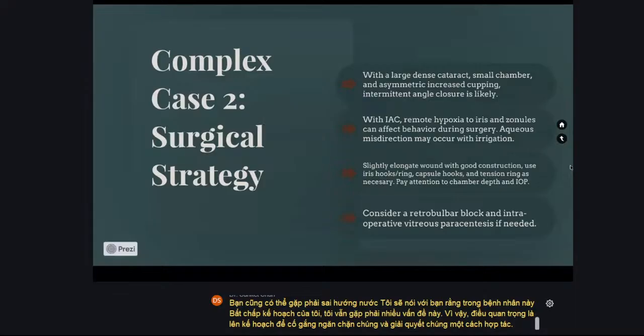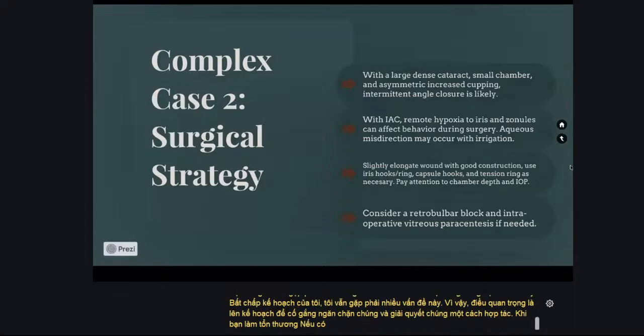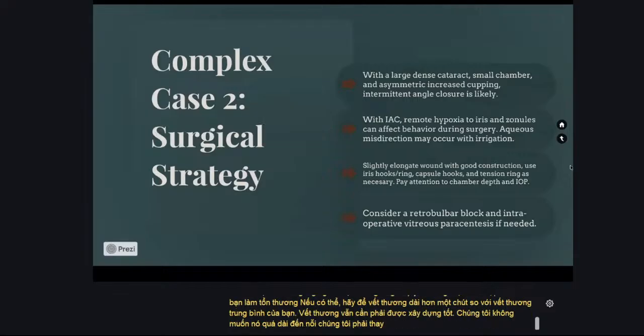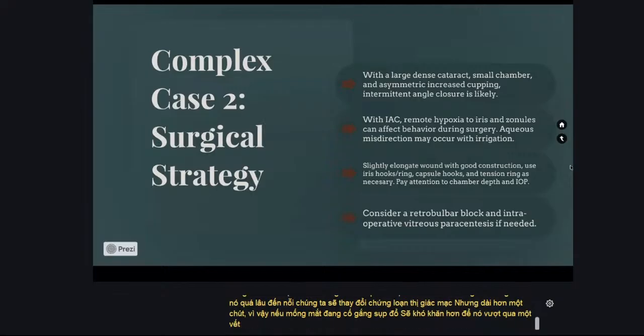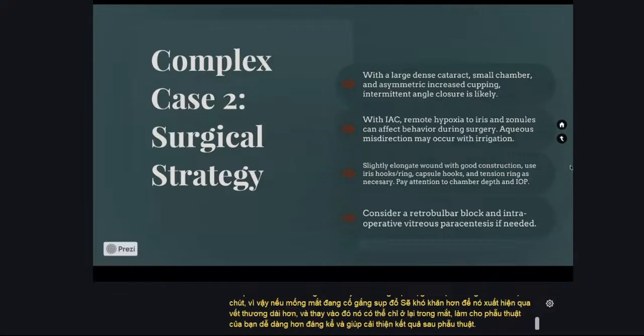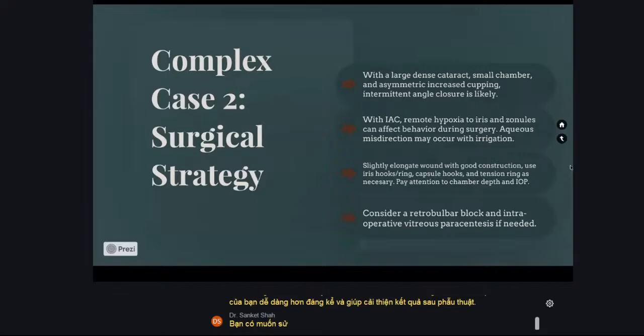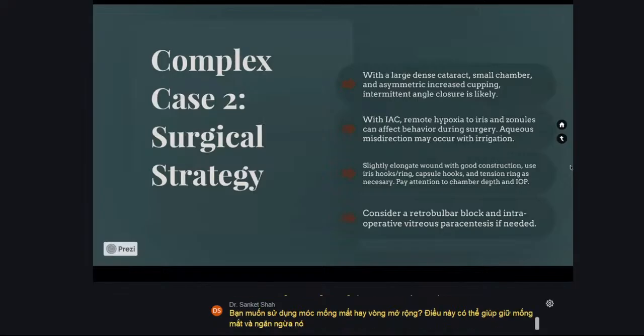When you make your wound, if possible, have a slightly longer wound than your average wound. It still needs to have good construction. We don't want it to be so long that we're changing the corneal astigmatism, but slightly longer so that if the iris is trying to prolapse, it's going to be more difficult for it to come through a longer wound, and it might just stay in the eye instead, making your surgery significantly easier and helping your postoperative outcomes as well. Do you want to use iris hooks or an expansion ring? This might help hold the iris and prevent it from prolapsing as well.